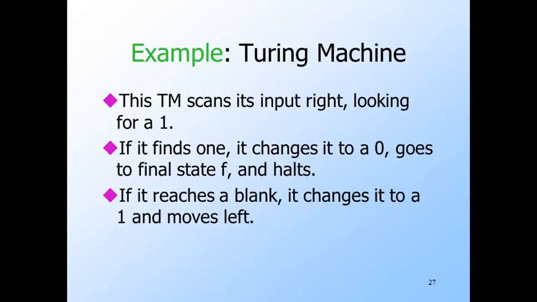Here's an example of a Turing machine. Its input symbols are 0 and 1. The Turing machine scans right on its input looking for a 1. If it finds a 1, it changes it to 0 and goes to a final state F and halts. However, if it sees the blank symbol before seeing a 1, it changes the blank to 1 and moves one square left, repeating the process just described.